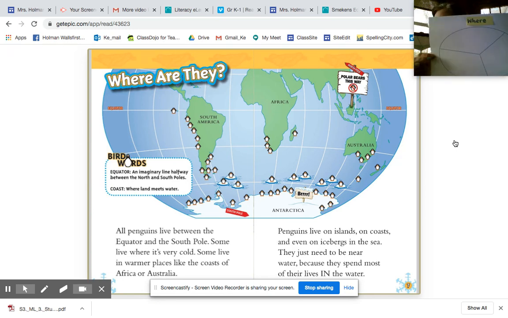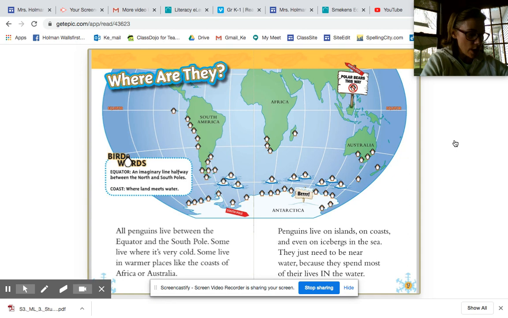Okay, do you see how I did that? I read it, and then I use this as a guide. I know that I read that some were from Africa, Australia, and Antarctica. Okay, let's try another one and then we'll try some together.